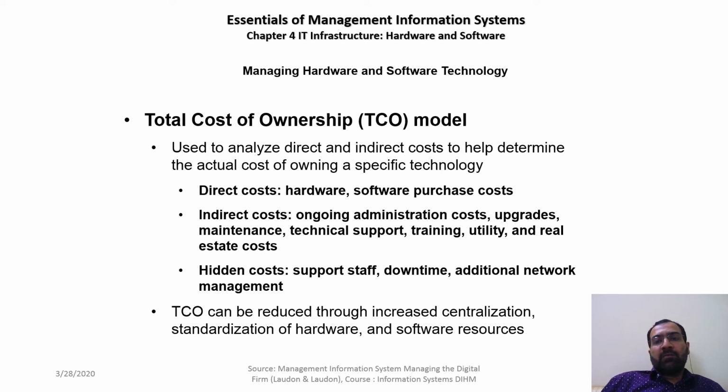There are hidden costs as well, which are the support staff, the downtime, the additional network management. So there are other costs as well which may occur while you are having such a system, which usually come under the hidden cost. The TCO can be reduced through increased standardization of hardware and software resources. So how can we reduce the TCO? We can reduce the TCO through increased standardization of hardware and software. So as we go for the standardization of the hardware and software, we can reduce that TCO, which will help us.